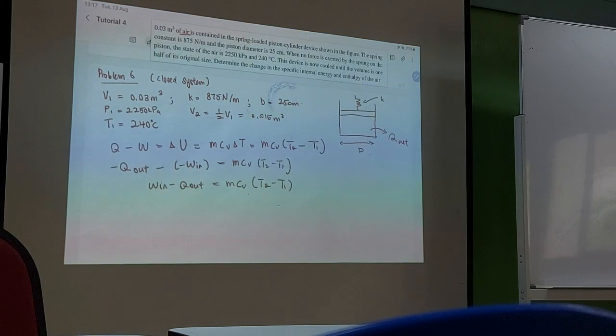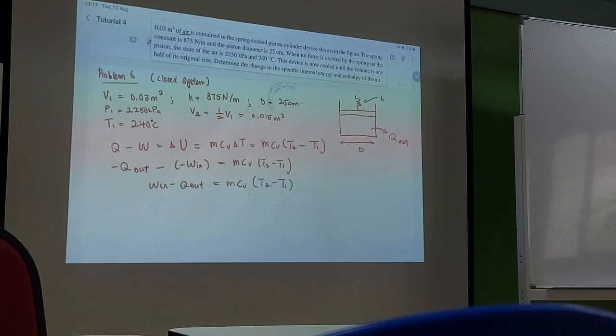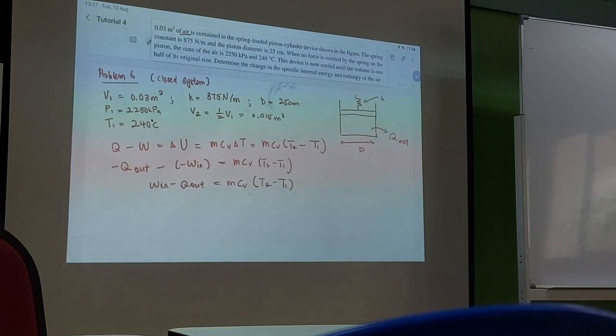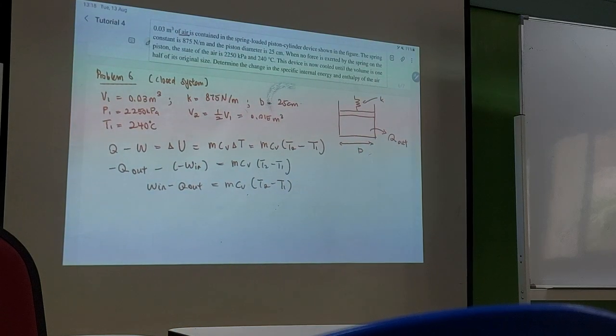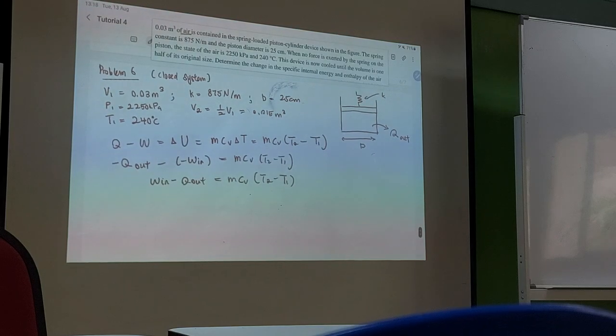Alright, so generally speaking, whether you are dealing with air or water, the method here is still the same. We are just not using mC delta T anymore. If you are dealing with water, it's just delta U, that's all. Then you get the U value from the table. Here again, like I said, the work in and Q out are probably not too important because you don't really need them in this case.